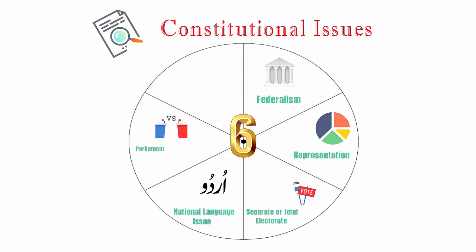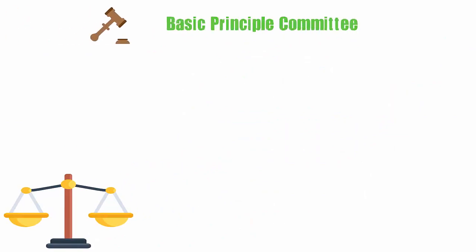There was a consensus for parliamentary system as there was limited demand for presidential system. Islamic or secular state. From the very beginning, there was an agreement that the state will have close relationship with Islam. Basic Principle Committee. Considering these issues, the Basic Principle Committee was set up on March 12, 1949 by Khwaja Nazimuddin on the advice of Prime Minister Liaquat Ali Khan.